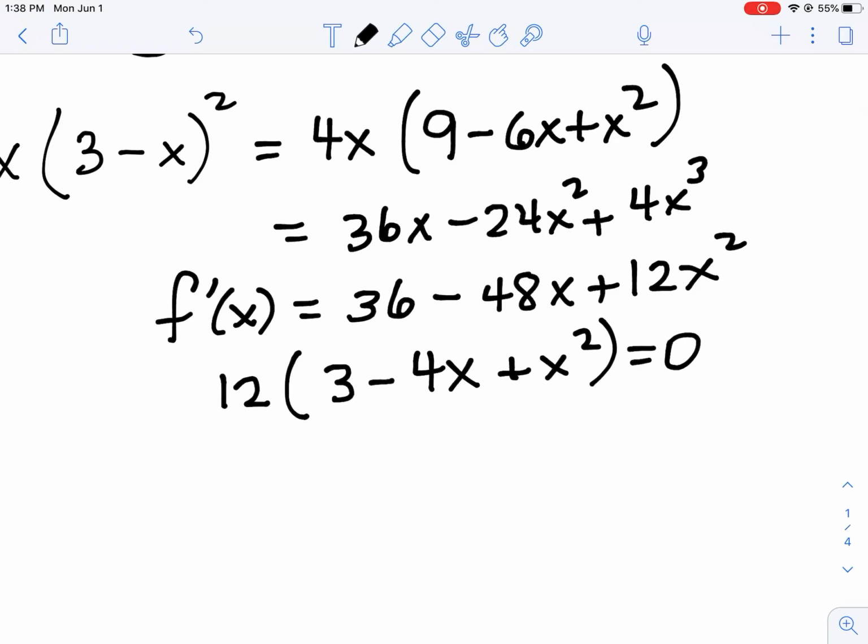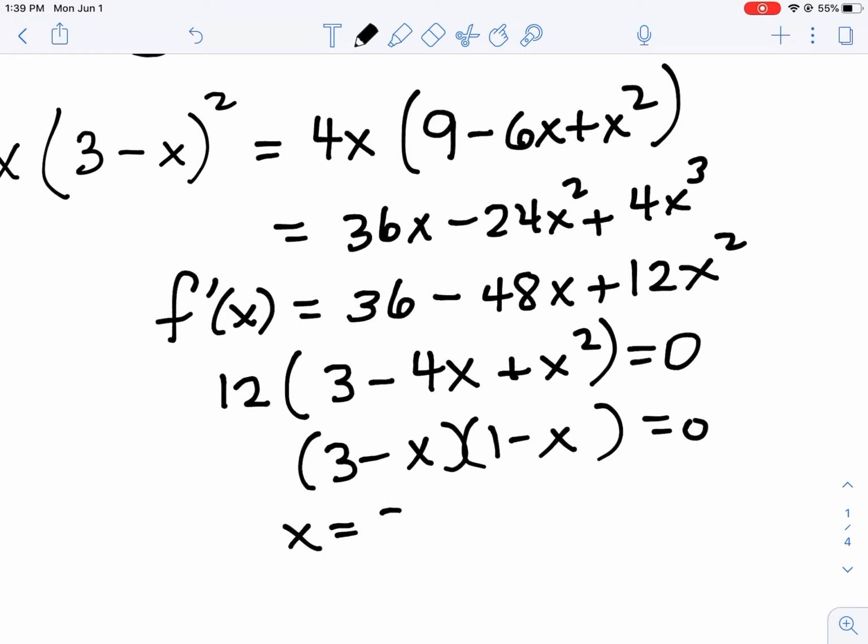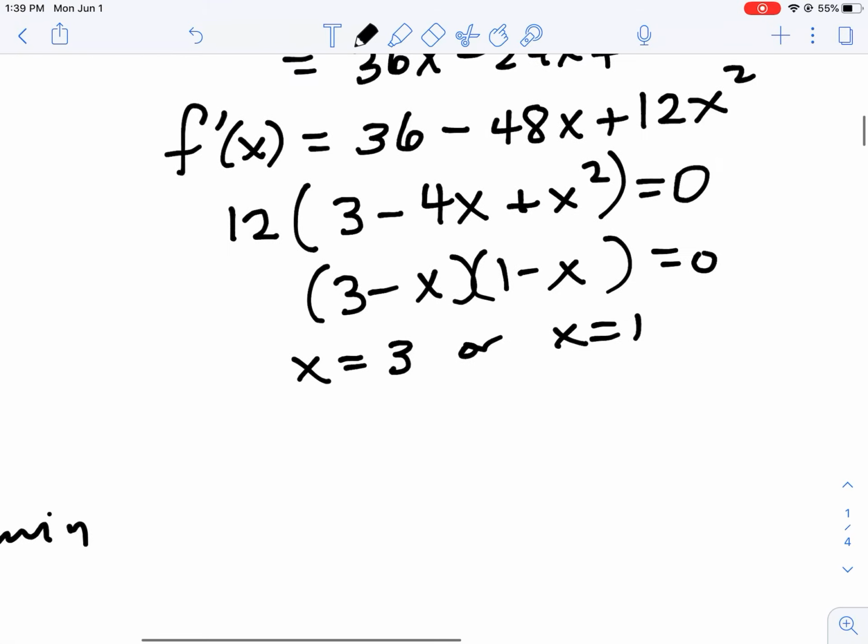So the 12 is really immaterial, so I'm going to factor. The only factors of 3 are 3 and 1, and the middle term is negative, so I know that they both have to be negative, equals 0. So that means x equals 3 or x equals 1 if I set those equal to 0. And this is where I do my number line. Put 1 to the left because it's smaller than 3.